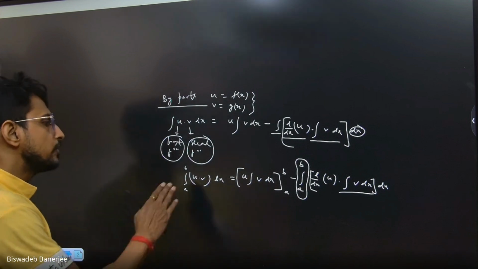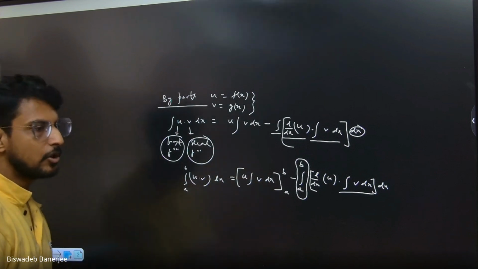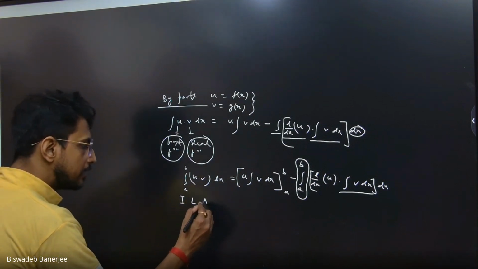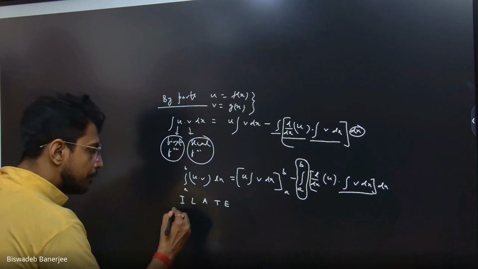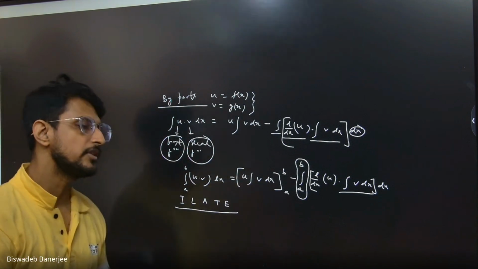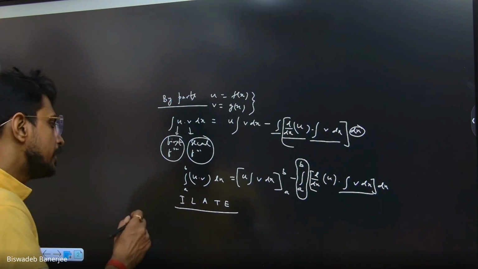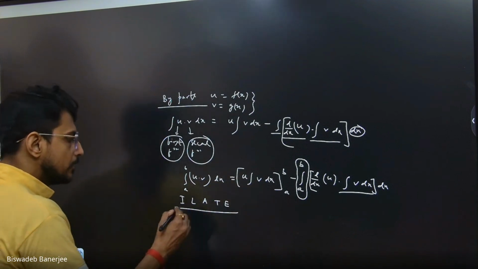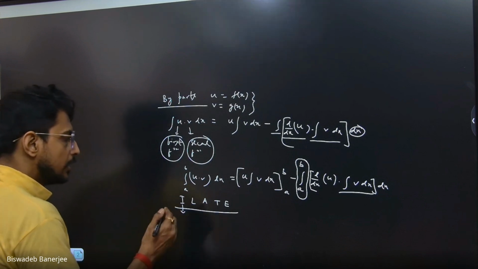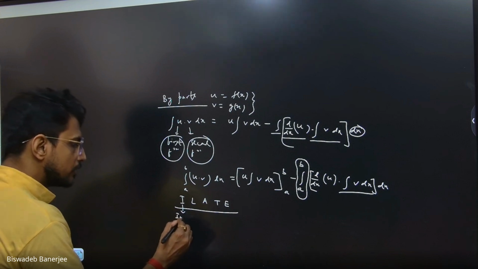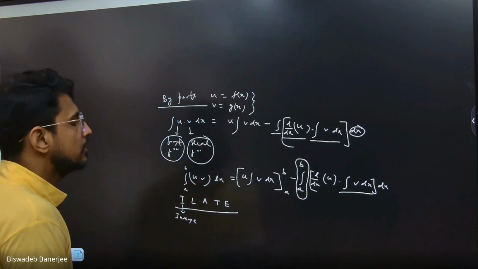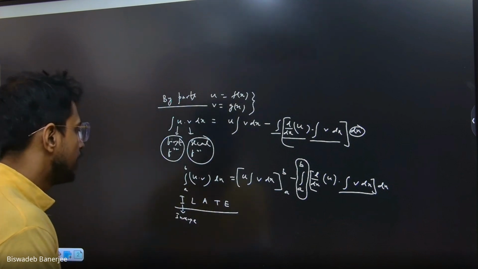And to choose u and v, there is a method. This method is called the ILATE method. By this method, we can choose the first function and second function. For example, here I is what? My I is the inverse function, say tan inverse x, cot inverse x, sin inverse x.